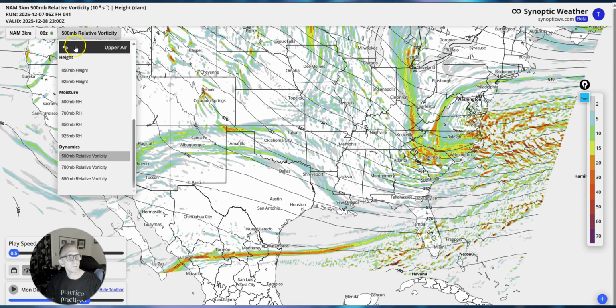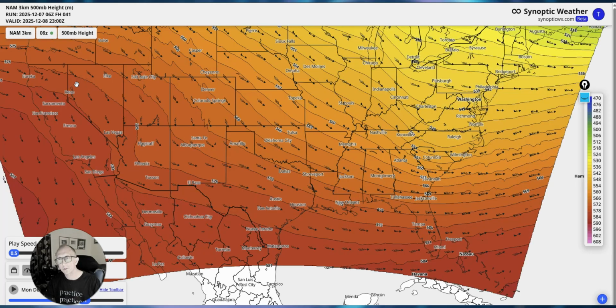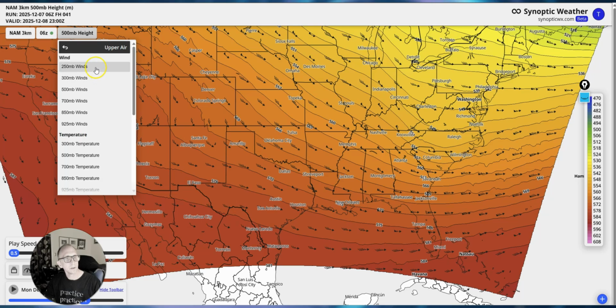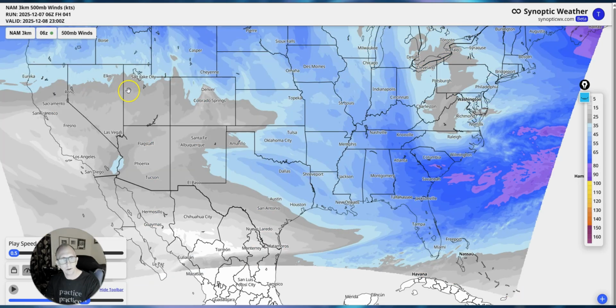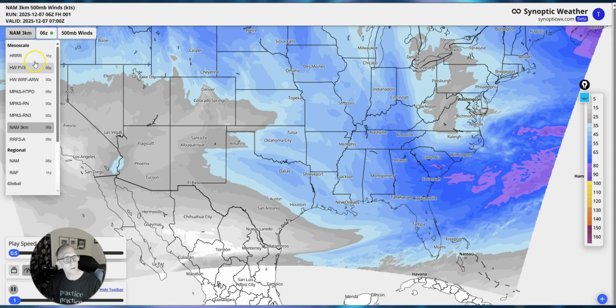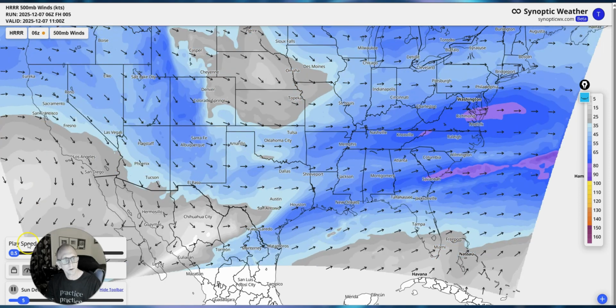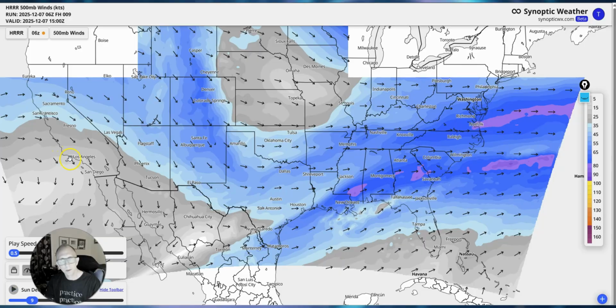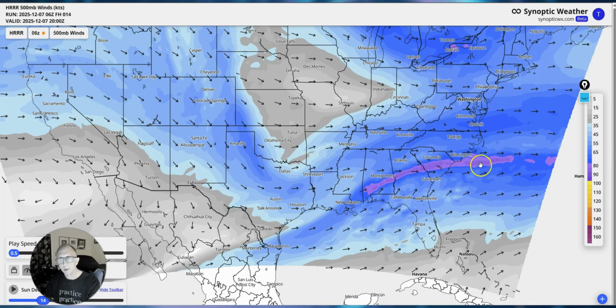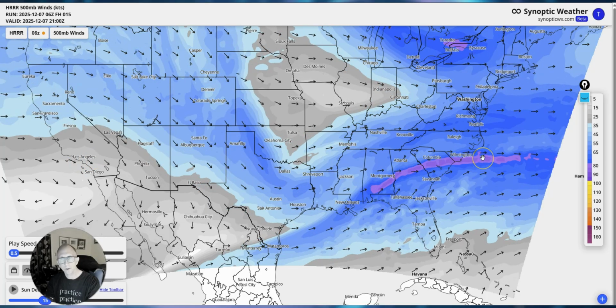Let's look at the 500 millibar heights here. Not really much to see there. And the winds, right? I can't get this to move. It's not wanting to do anything for me, but let's look at the HRRR. Maybe it'll be a bit better here. This Sunday for the winds. Looks like a little bit of enhancement here.